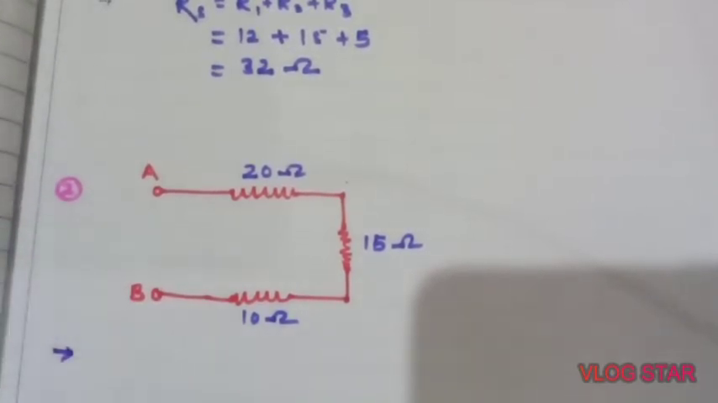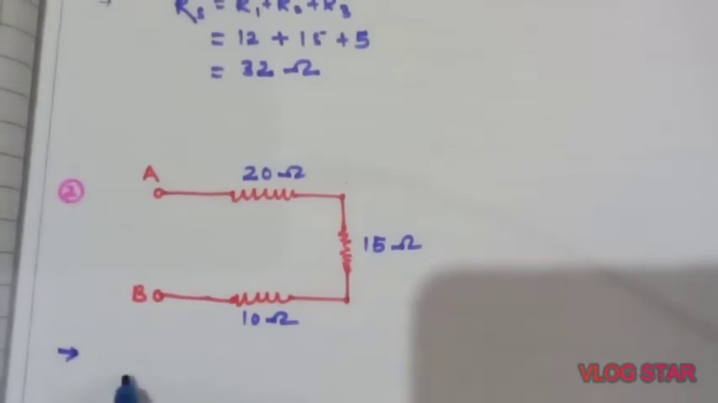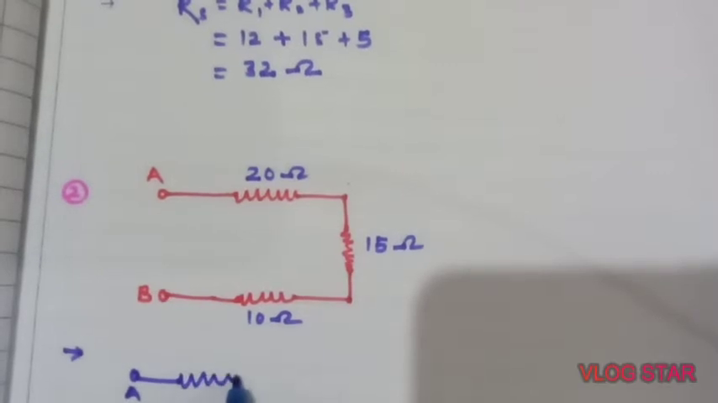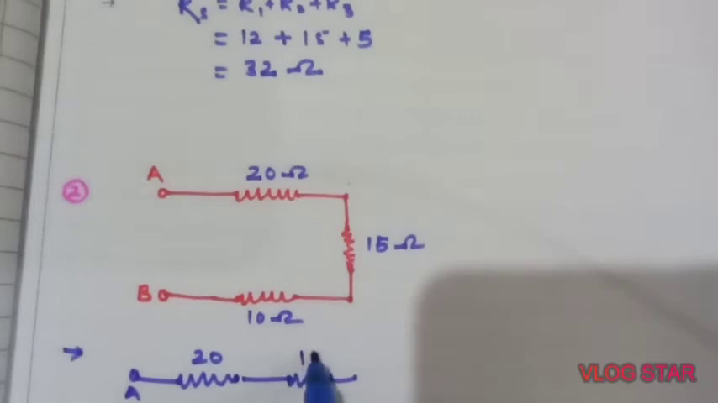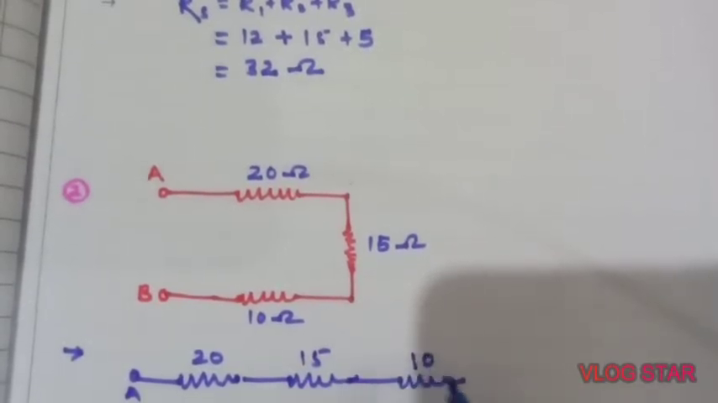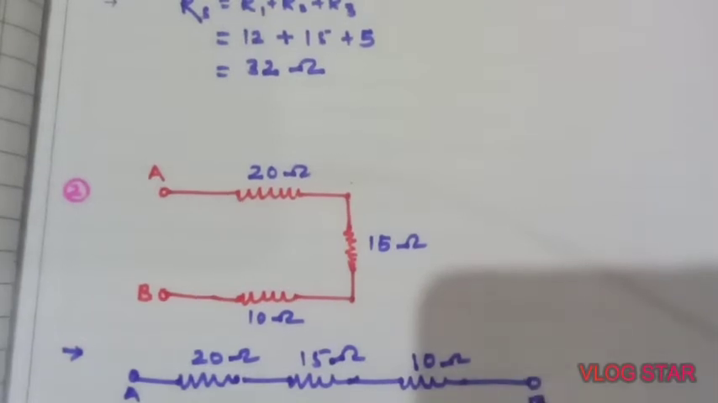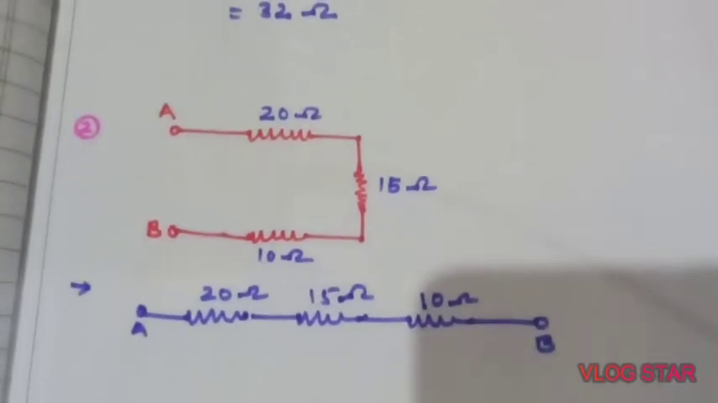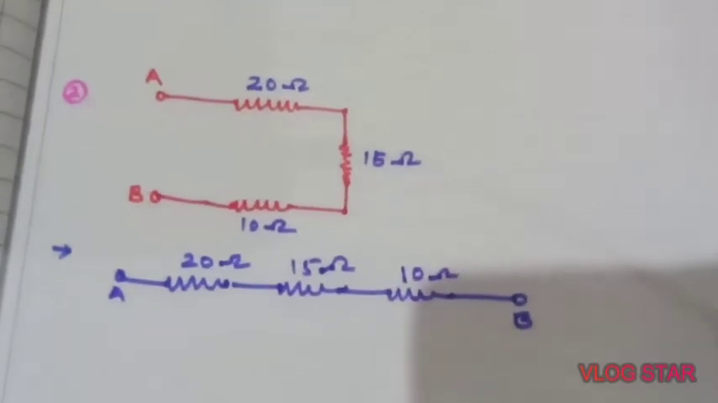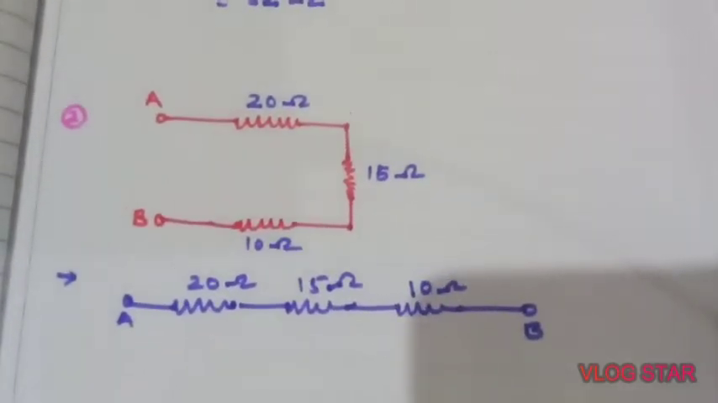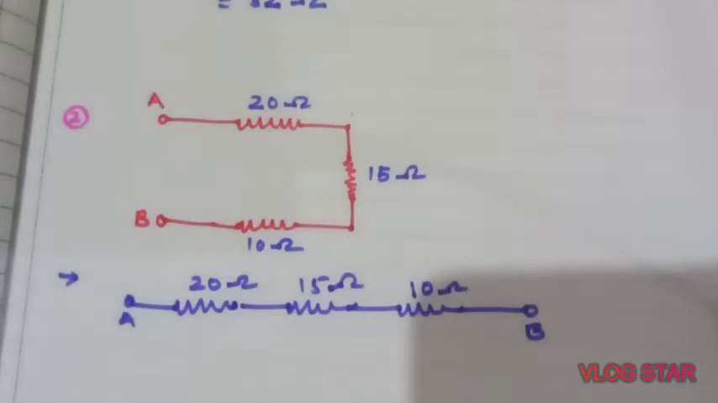For understanding, can we draw a simple diagram for that? Yes, we have started with A, first resistor of 20, then the second resistor of 15 and the third resistor of 10 ohm, and finally we reach B. So sometimes for understanding we need to simplify the given diagram, and now we can easily calculate the total resistance.